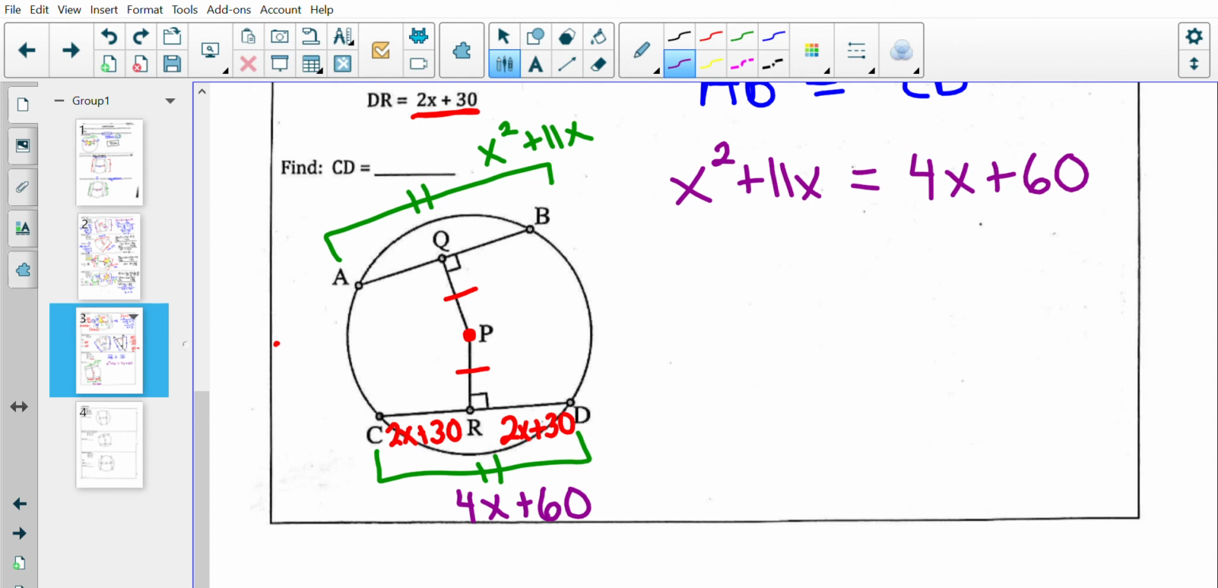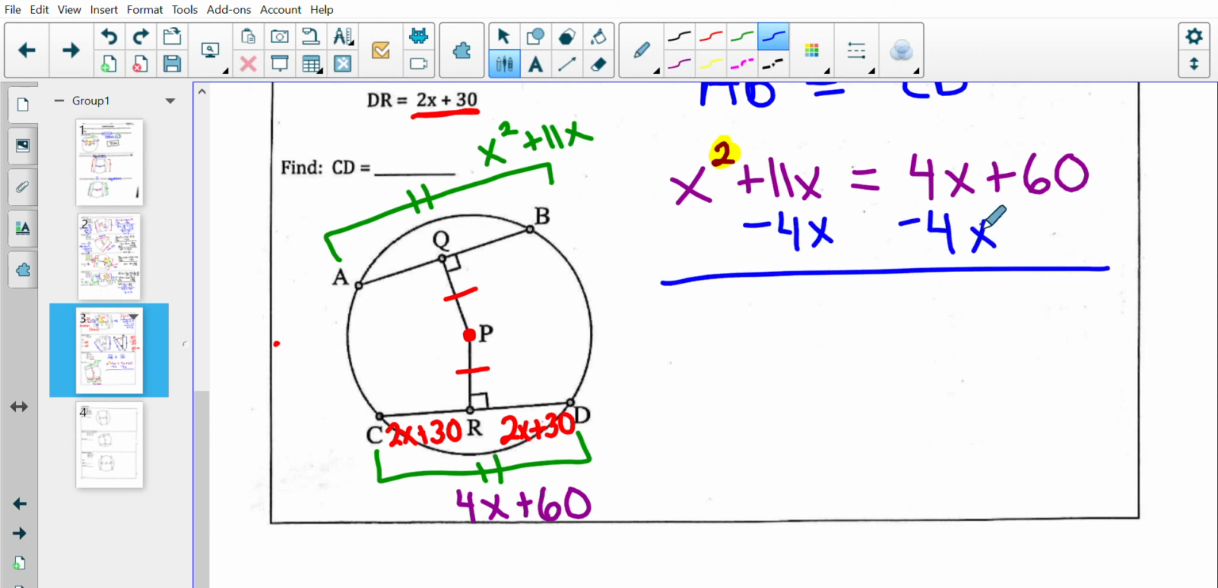Now we have to solve for x. How are we going to solve for x? We actually have to factor. How do we know we have to factor? You know you have to factor because you have an x squared term. So what am I going to do? I'm going to go ahead, I'm going to subtract 4x on both sides.